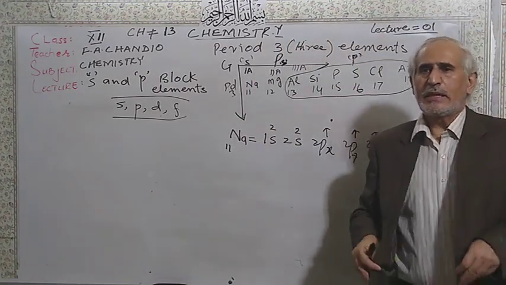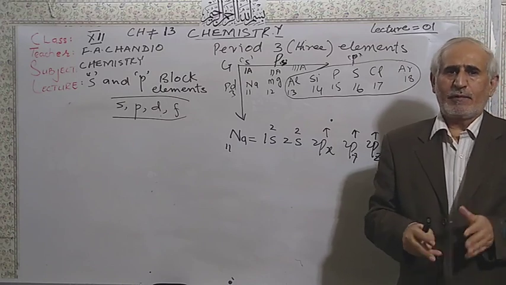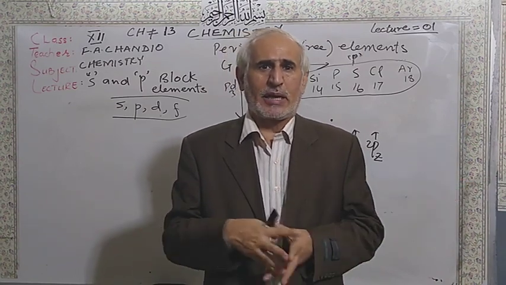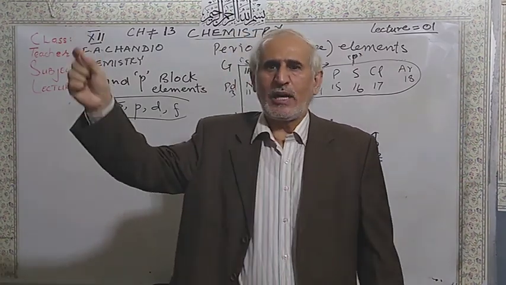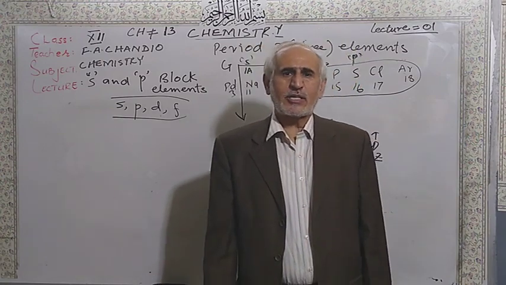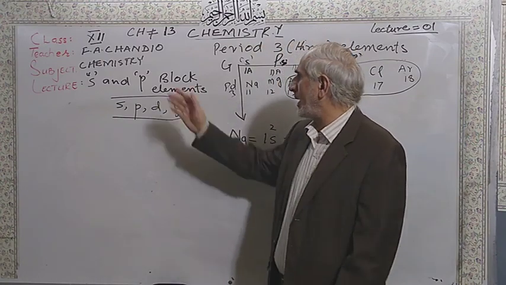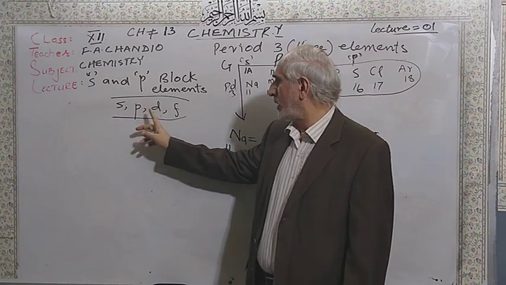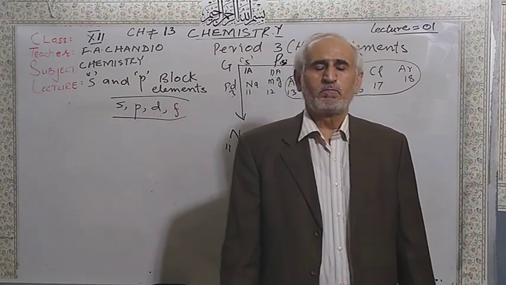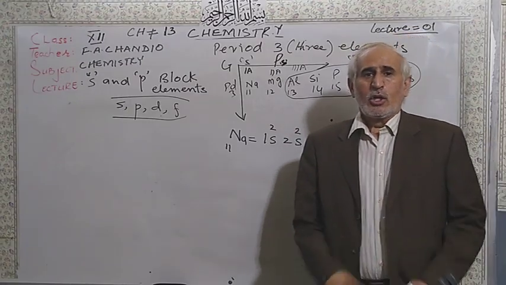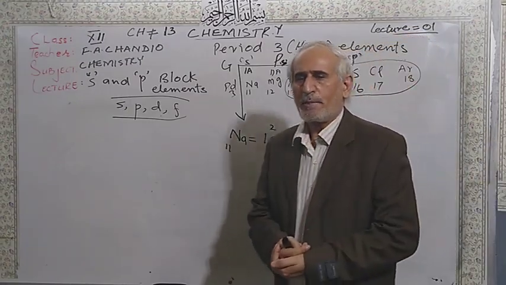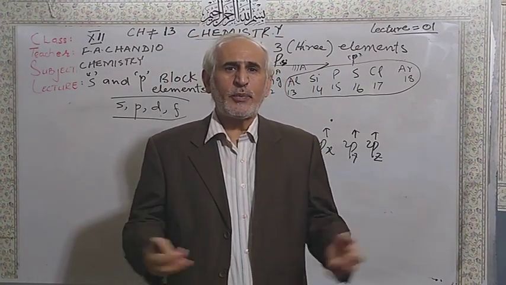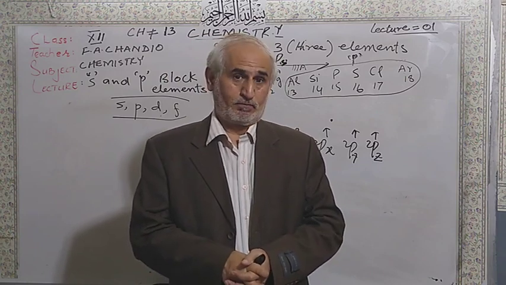Dear students, you did this in the first year, in chapter number 2, when we explained the electronic configuration. There are 3 rules applied when you fill these sub-energy levels, orbitals: S for sharp, P for principal, D for diffuse, F for fundamental. These are the sub-energy levels. You have to follow 3 rules: the Aufbau principle, Pauli's exclusion principle, and Hund's rule.